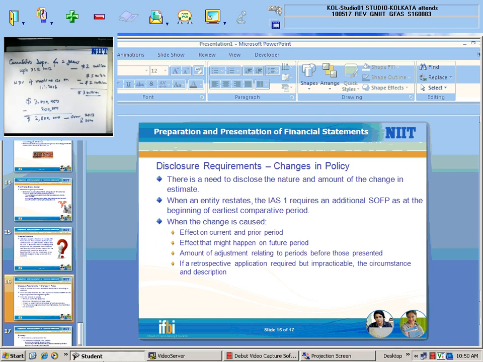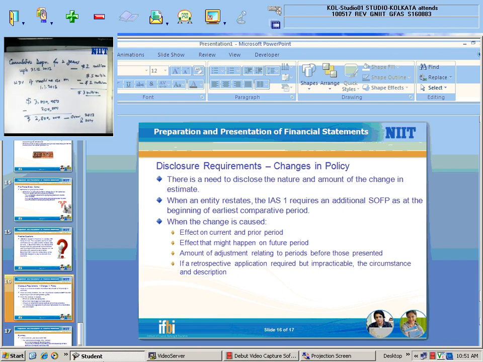Now, disclosure requirements. Whenever a change in accounting policy is made, it has to be disclosed. So there is a need to disclose the nature and amount of the change in estimate or accounting policy. In the form of notes to financial statements, additional disclosures are required if there is a change in accounting policy or accounting estimate. When an entity restates, IAS 1 requires an additional statement of financial position as at the beginning of the earliest comparative period. Whenever there is a restatement of the retained earnings figures or things like that, IAS 1 requires an additional statement of financial position, or balance sheet, as at the beginning of the earliest comparative period.